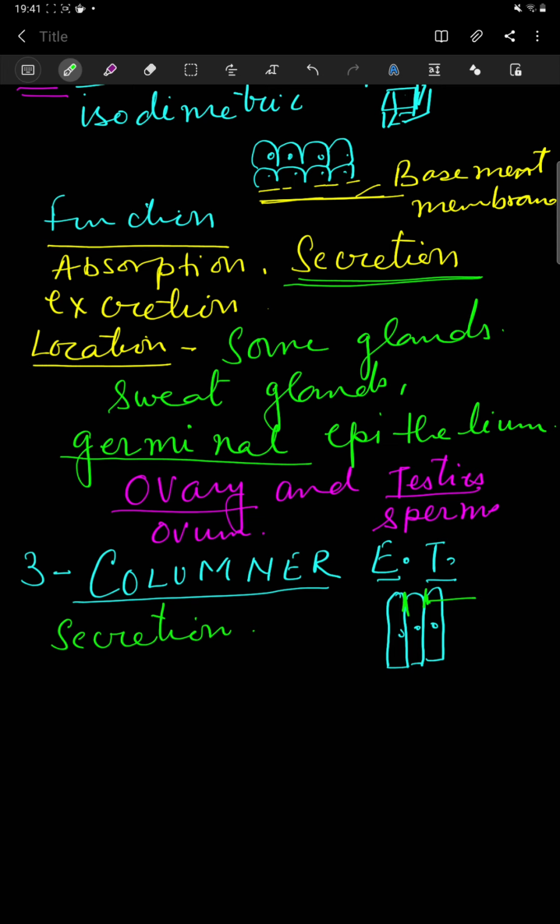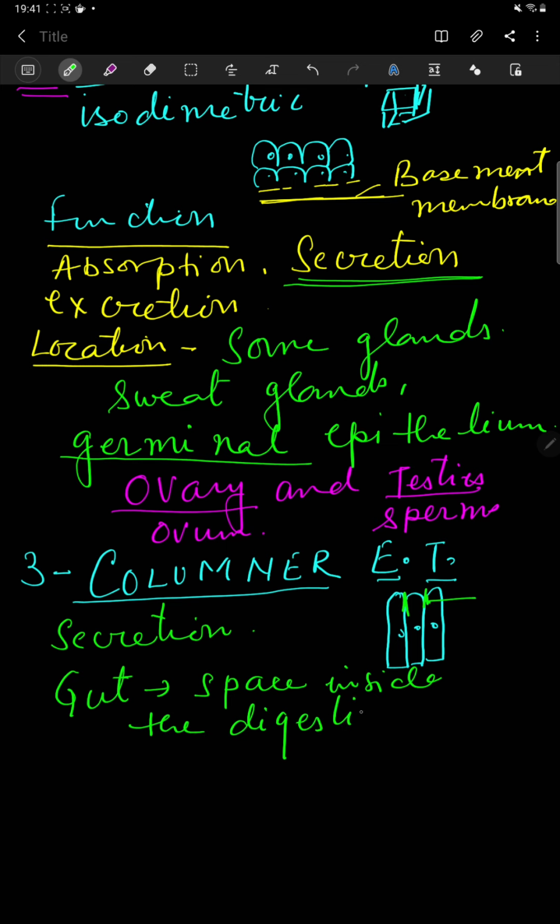There is a term in your biology that is termed as the gut. What does gut mean? Gut is the space inside, simply I am going to write down, inside the digestive system. The entire space inside the digestive system is known as the gut. This is your digestive system. So there is a new word for you that is termed as the gut.